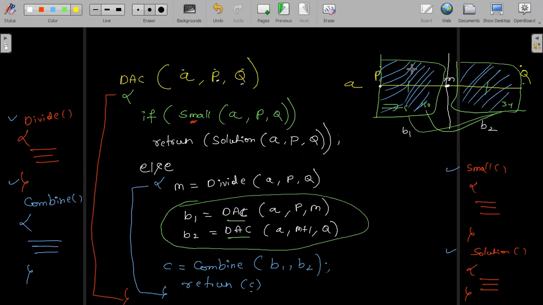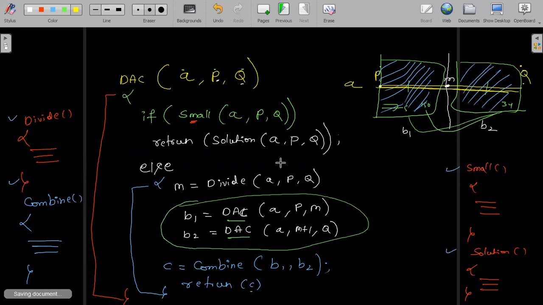But we know very clearly that if we divide this array, we are going to convert it into two parts, b1 and b2. Again, we will divide b1 into a number of parts, and b2 will also be divided into a number of parts, until we get a sub problem solution.